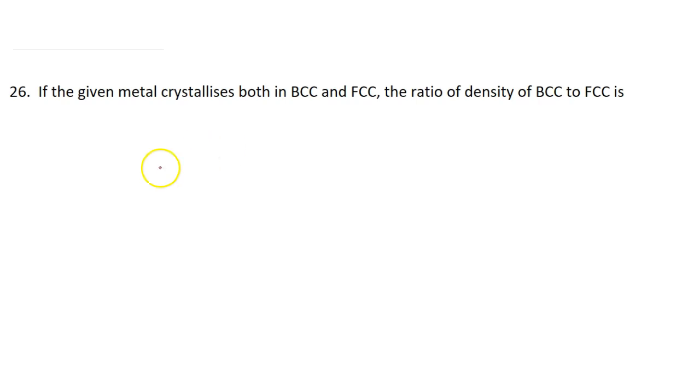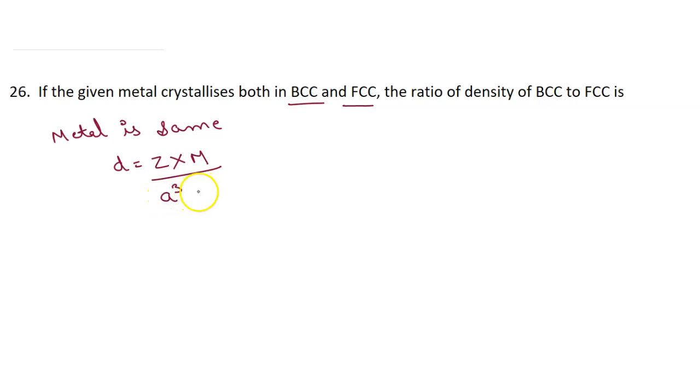If the given metal crystallizes both in BCC and FCC, what is the ratio of density of BCC to FCC? Given that the metal is the same. In the formula of density we have number of effective atoms times molar mass divided by a cube, that is the volume of unit cell, and a is the edge length, times Avogadro's number. Now here M is the same for both the BCC and FCC unit lattices, because the metal is the same.